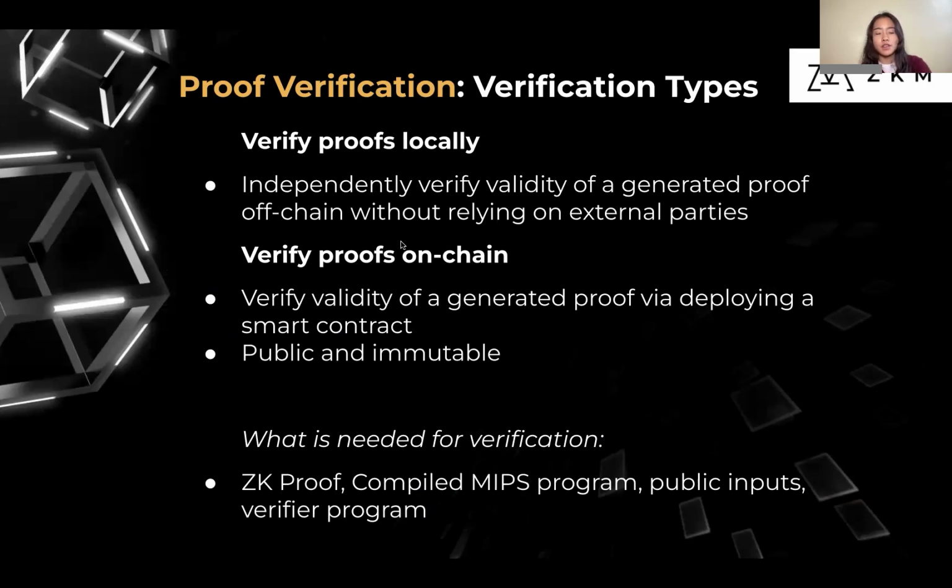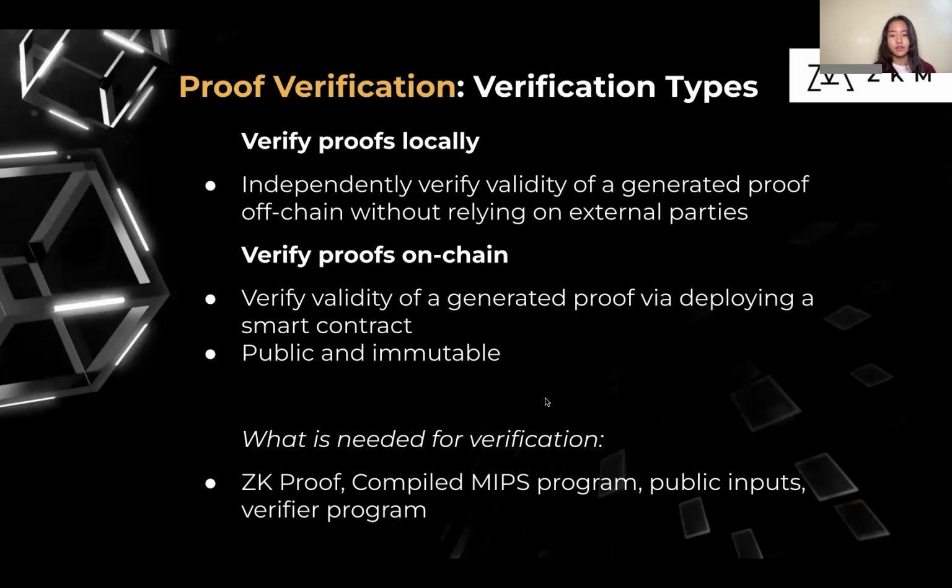But here, you can either verify your proofs locally, so you can independently verify the validity of a generated proof off-chain without having to rely on any sort of external parties. So very similar to if you were to generate your proof locally, you're just using your local hardware to do so. Or another way is to verify your proofs on-chain. So you can verify the validity of your generated proof by deploying a smart contract, and this will be public and immutable as well.